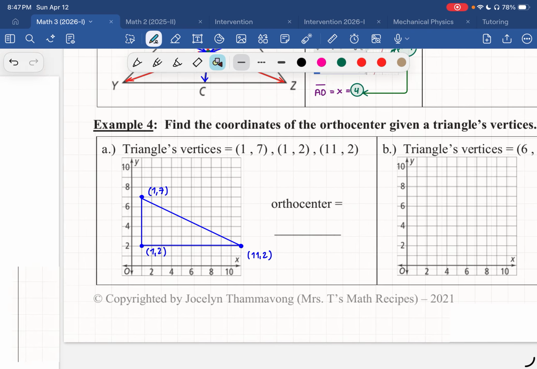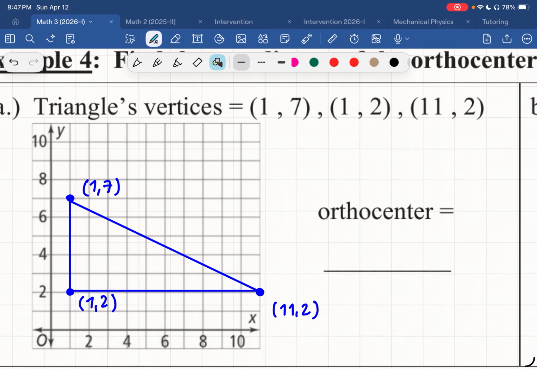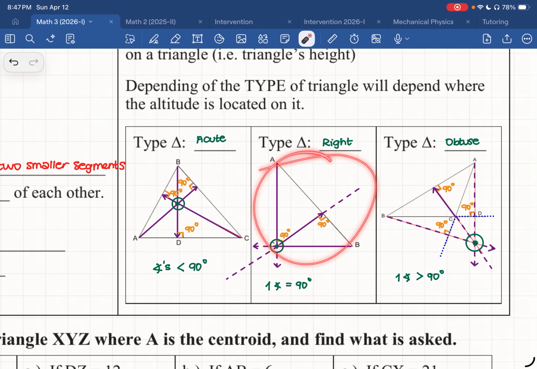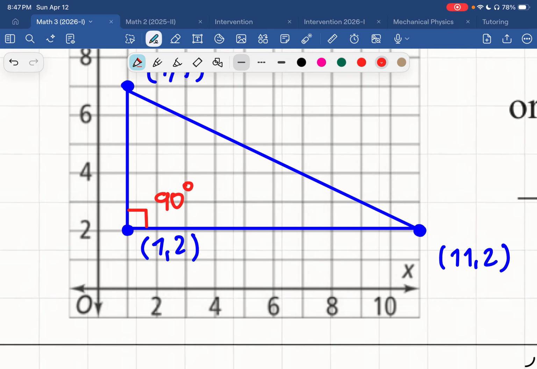What does this exercise say? Find the orthocenter. What kind of triangle is this one, according to what you see? Of course, this is a right triangle. You see the right angle here, yes or no? So you know that this angle over here is 90 degrees. This is a right triangle, according to what we learned. Whenever I have a right triangle, the orthocenter is always at the right angle vertex. So the orthocenter is going to be here. It's not a big deal.